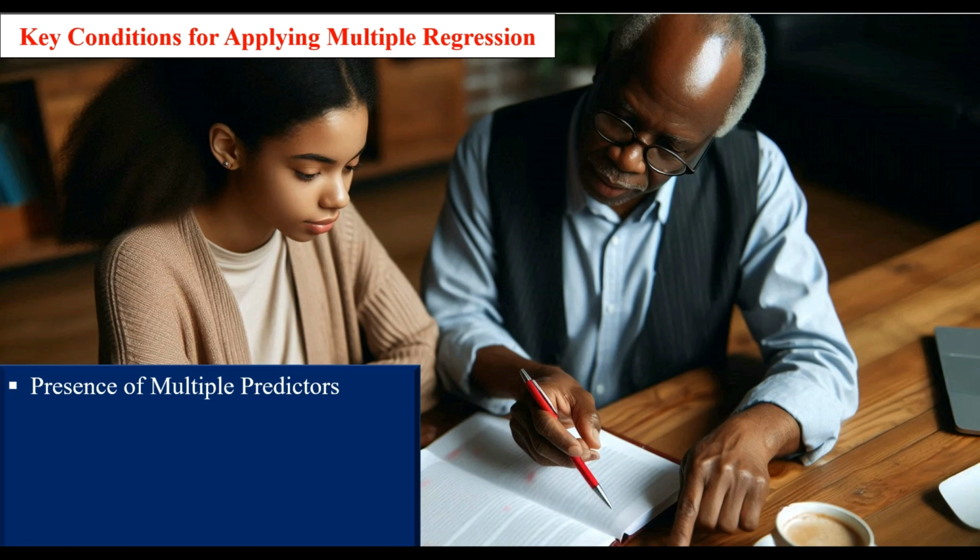So here are the key conditions for applying multiple regression. Number one, there must be presence of multiple predictors, just like I showed previously. We have x1, x2, x3, it could be up to x5, x6, x7. That is independent variables 1, 2, 3, 4, and 5 or more. So the independent variable is also known as predictors.